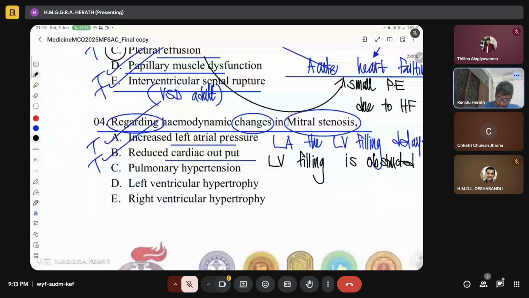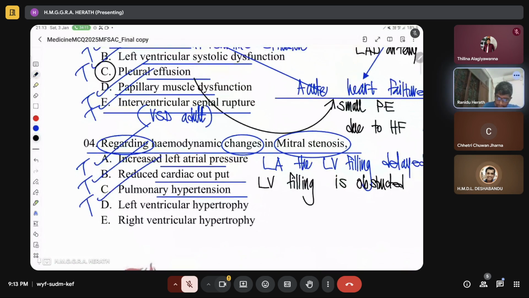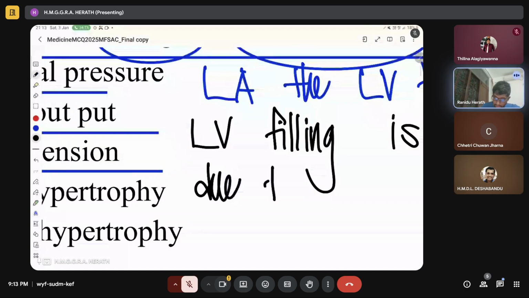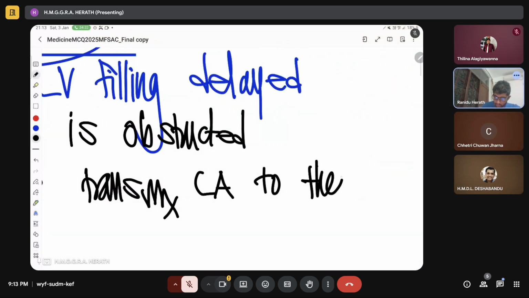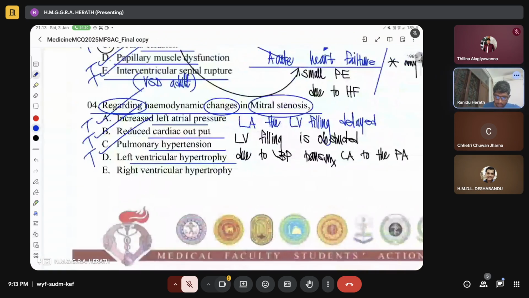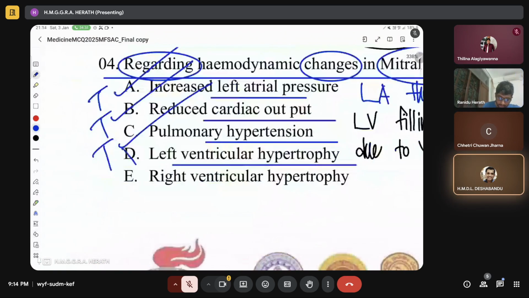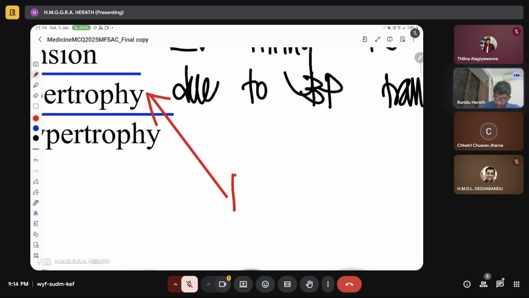Pulmonary hypertension. True or false? True. Why? Due to back pressure transmitted from the left atrium into the pulmonary veins, pulmonary arteries. Sorry, not the pulmonary veins. Left ventricular hypertrophy. True or false? False. Left ventricular hypertrophy does not take place. Why? Because there is no obstruction at the left ventricular outlet.